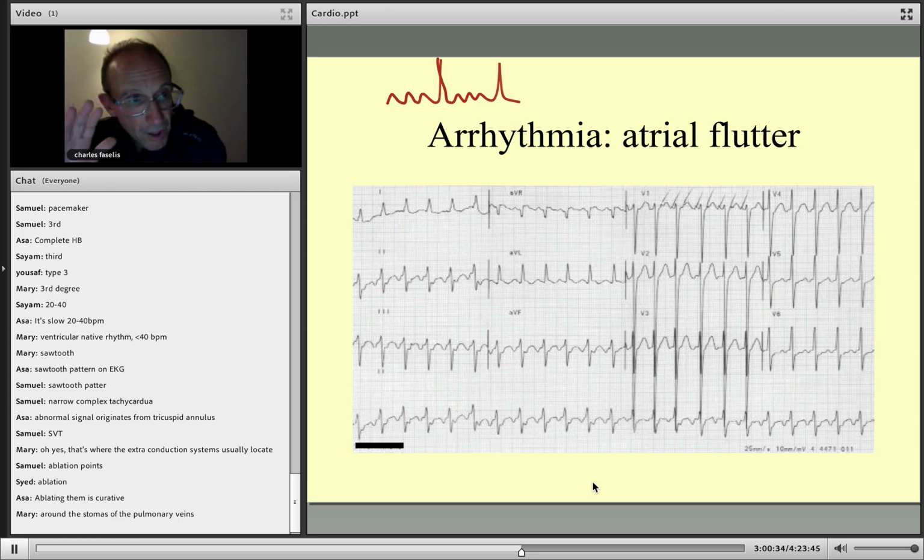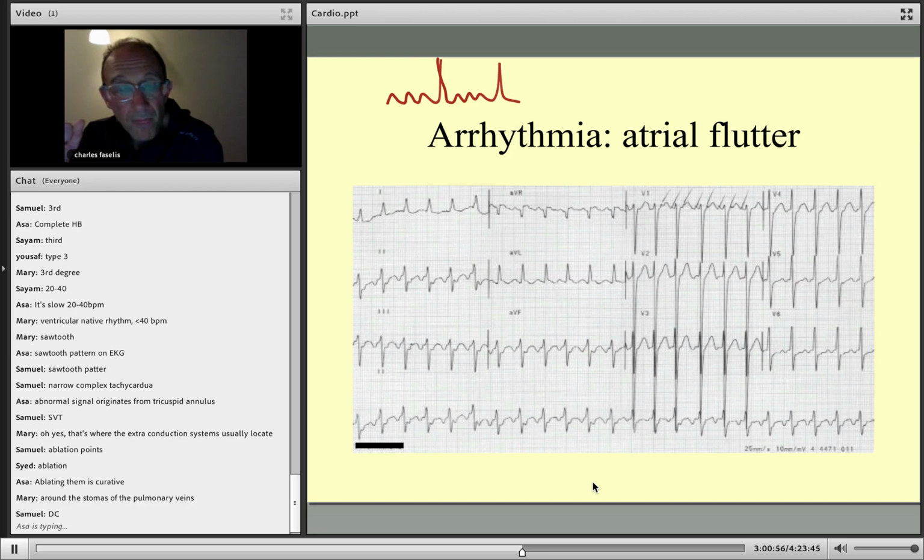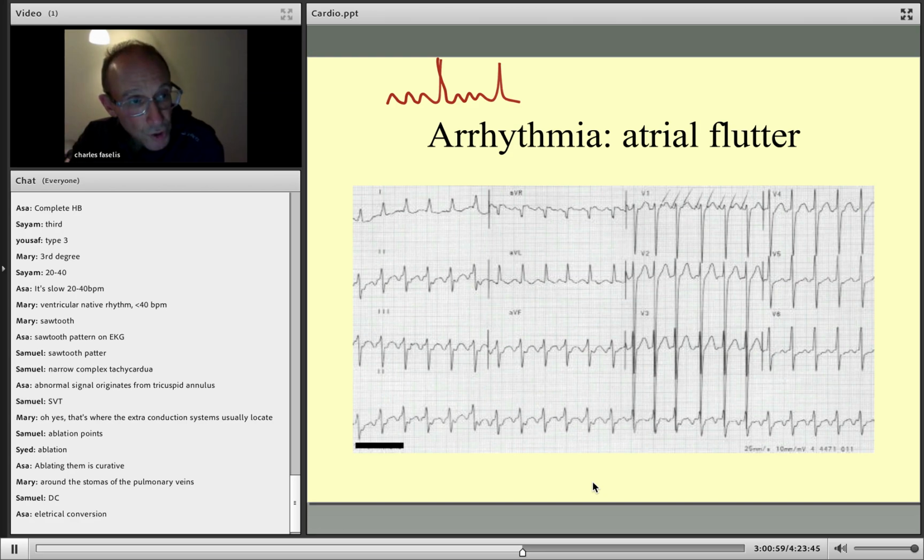Last thing about a flutter, very important. It's the rhythm where I could convert back to sinus rhythm with the lowest amount of current. All right, so what am I talking about here? What type of current? Cardioversion, right? I could cardiovert these guys. I shock these guys back into normal sinus rhythm, right? Sometimes I only have to use 25 joules and I could get it back to normal sinus rhythm.